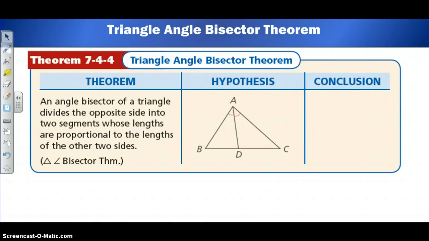It says that I have an angle bisector. My angle bisector is AD. Remember, an angle bisector cuts an angle in half. And if that is the case, then we know that BD to DC is equal to AB to AC. And it's just dividing that opposite side proportionally. Please pause and write that down.